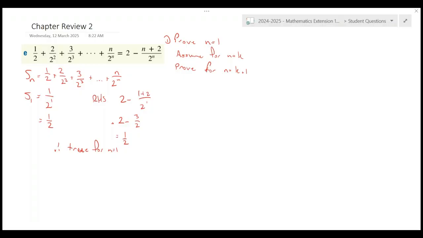is where we're going to assume for n equals k. So the way we do that is I'm going to go, okay, my left-hand side, so I'll call it Sk this time, is a half plus 2 over 2 squared plus 3 over 2 cubed plus dot, dot, dot, n over 2 to the power of n. We're doing k this time. Sorry, I wasn't paying attention. k over 2 to the power of k equals 2 minus k plus 2 over 2 to the power of k. So that's step 2.